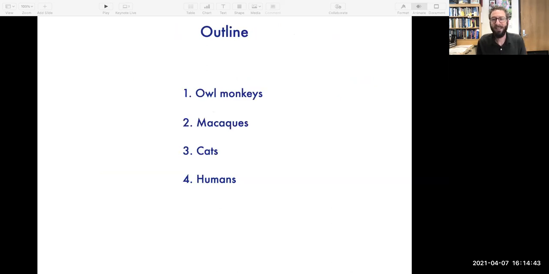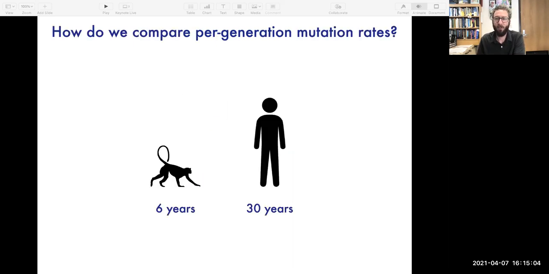Okay, so here's the outline of the talk I'm going to give. I'm going to talk about data sets from 4 species and tell you about how we collected mutation rate data from the first 3, and how we're going to use that information to say something hopefully intelligent about humans at the end. But I'll start with owl monkeys. So how do we compare mutation rate? That's the first question we have to be able to answer. So we have monkeys of 6 years old, humans of 30 years old.